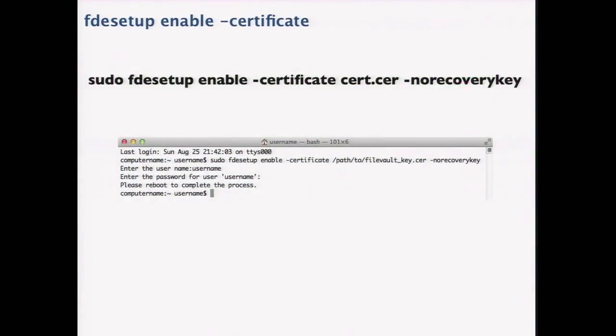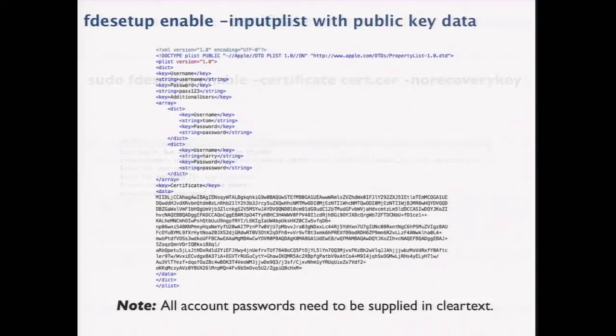Now, to specify that only the FileVault master keychain be used as a recovery key, you would add the no recovery key flag to the command. Now, it's also possible to include the public key data into a plist, which allows the use of a plist to set up the institutional recovery key. And the plist needs to follow the format shown up on the screen. So basically, the new value is going to be certificate, and then the certificate information goes into there.